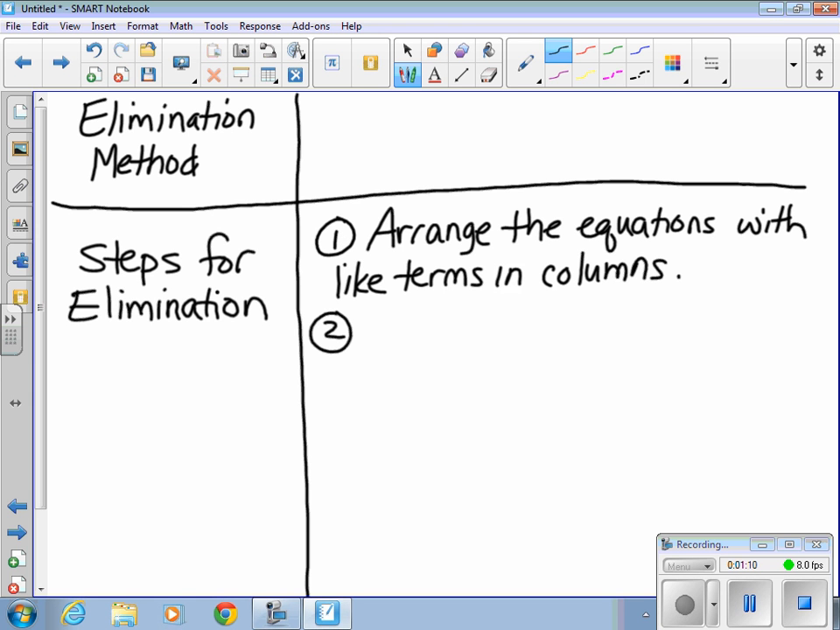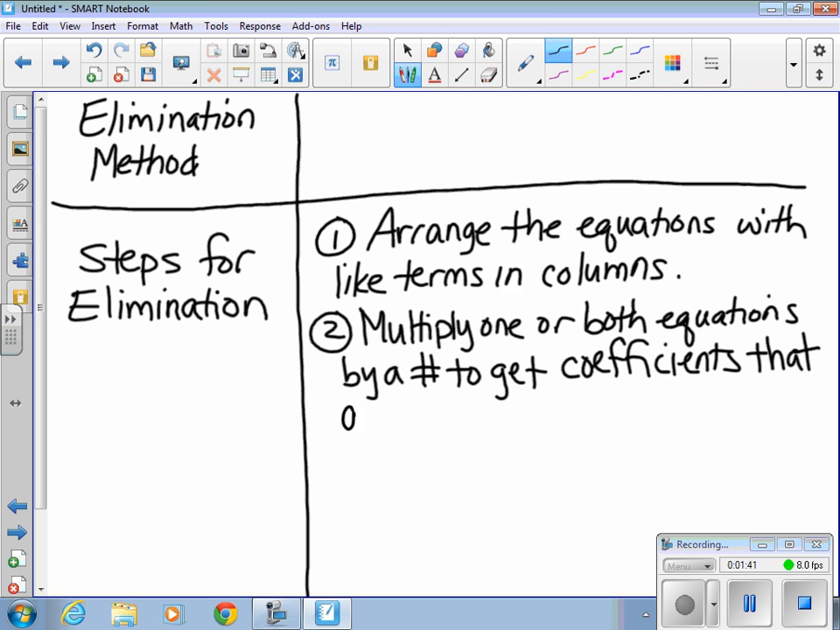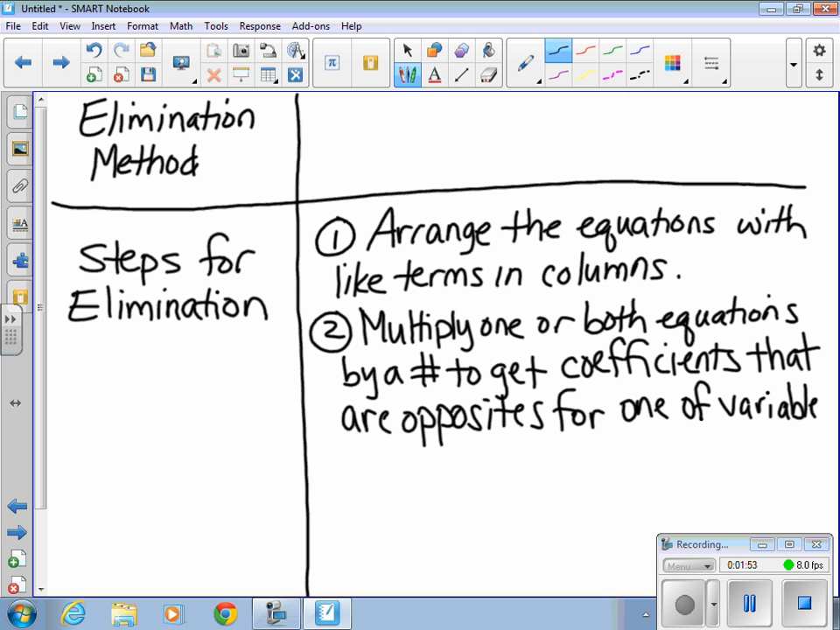Okay? The second step is where you are going to need to multiply one or both equations by a number to get coefficients that are opposites for one of the variables. This is where the elimination will actually occur, is in that step.